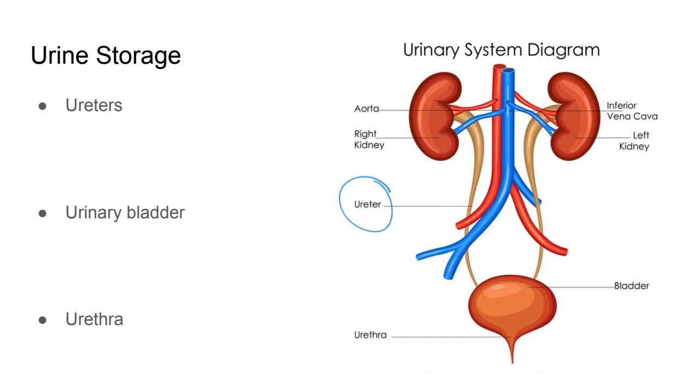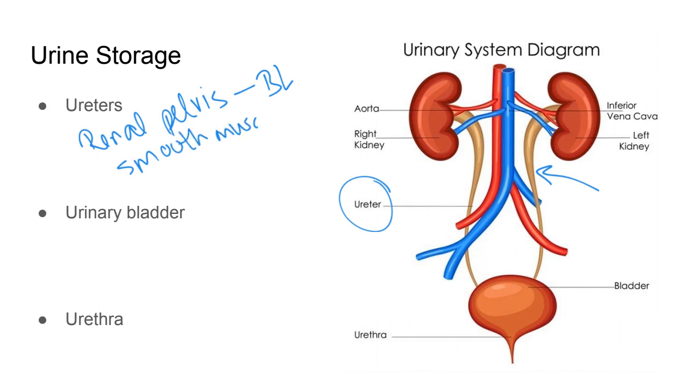So the ureters are these tubes right here. The ureters are going to run from the kidneys, in particular the renal pelvis of the kidneys, down to the urinary bladder. And they're going to be lined with smooth muscle that is going to do peristalsis, just like the digestive system. So there will be peristalsis movement of this smooth muscle to help push the urine down from the renal pelvis of the kidneys down to the bladder where it will be stored.